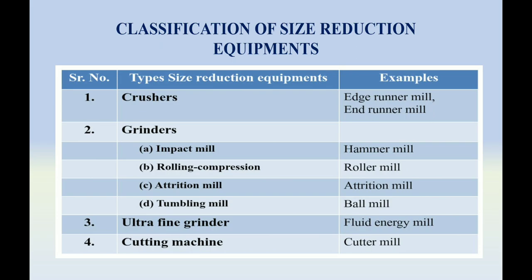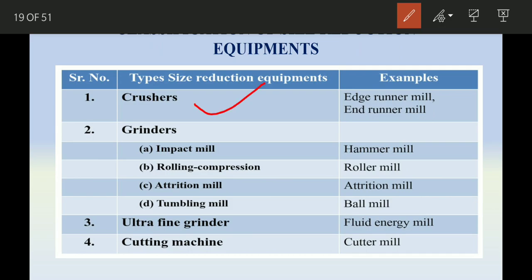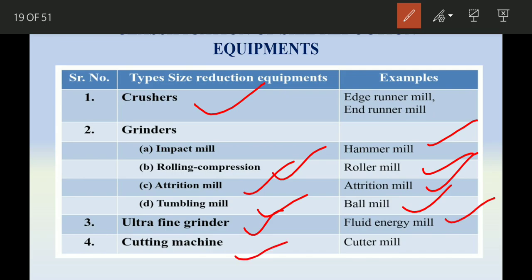Now let's talk about the classification of size reduction equipment. The types of size reduction equipment are the crushers, for example edge runner mill and end runner mill. Then grinders, like the impact mill, with example hammer mill, rolling compression, that is roller mill, attrition mill, tumbling mill, that is ball mill. Then the ultra fine grinder, the example is fluid energy mill, and the cutting machine, that is cutter mill.